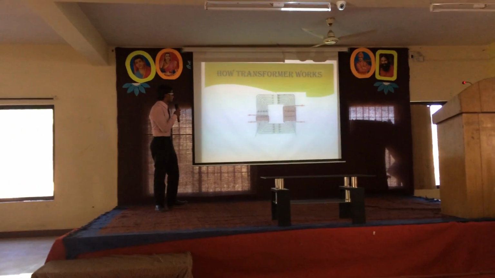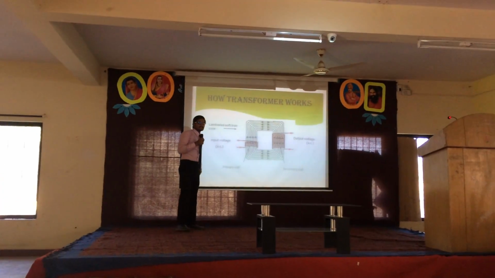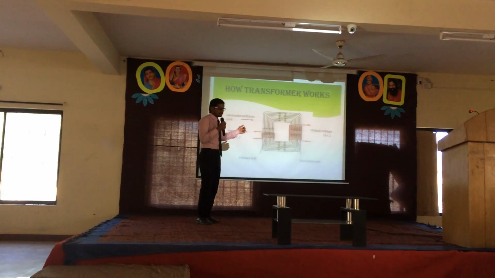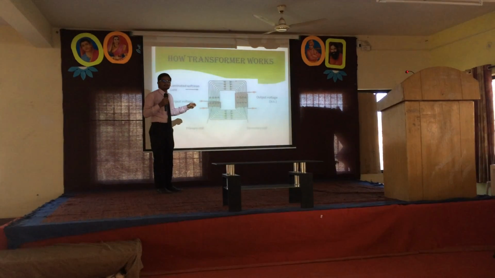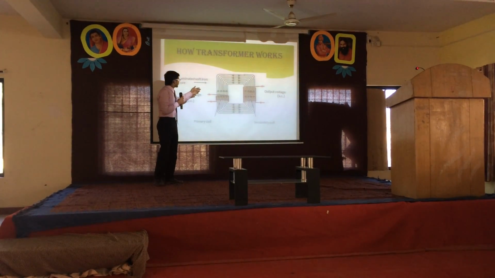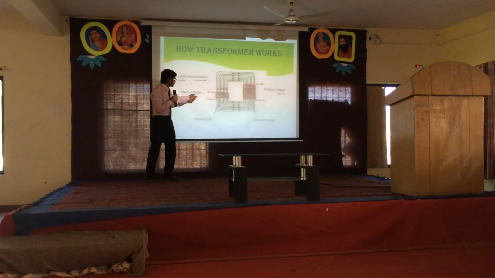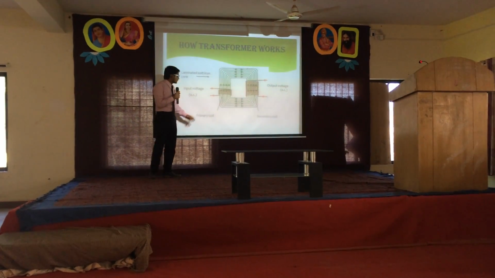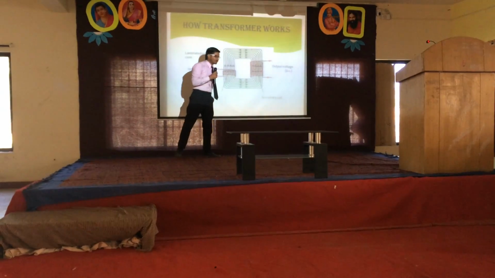How does a transformer work? The basic concept of a transformer is to transfer electrical power from one circuit to another circuit by means of magnetic flux. Here is the basic construction: the laminated soft iron core, then the input voltage. As we input the voltage, there is a primary coil. This is the output voltage and the secondary coil. Next slide.